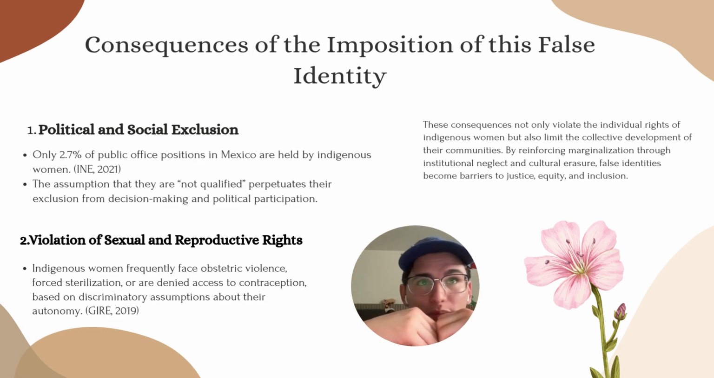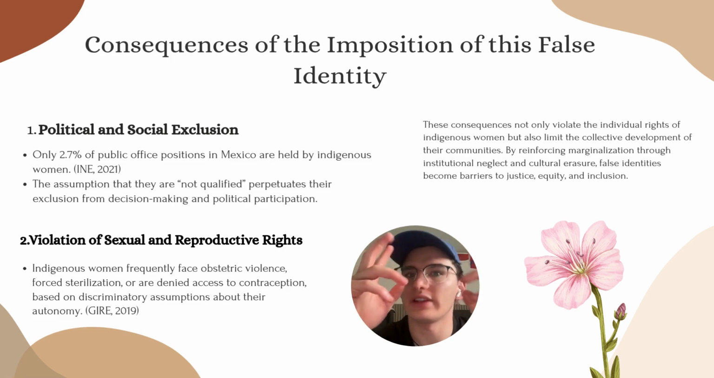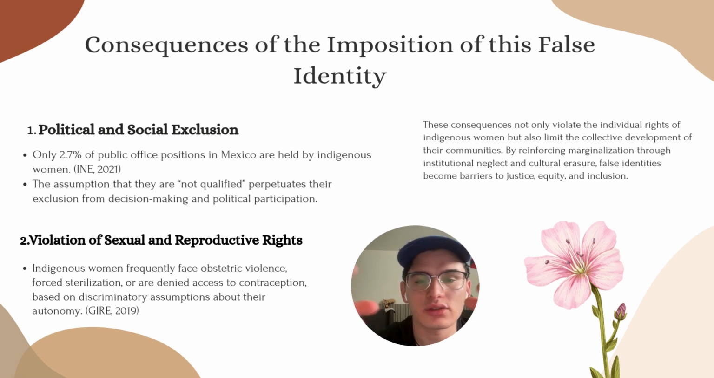These are just some of the many examples of consequences of labeling or imposing a false identity on a certain community. In this example, we're talking about indigenous women, but this happens in many other vulnerable groups. These consequences not only violate the individual rights of indigenous women, but also limit the collective development of their communities. By reinforcing marginalization through institutional neglect and cultural erasure, false identities become barriers to justice, equity, and inclusion.